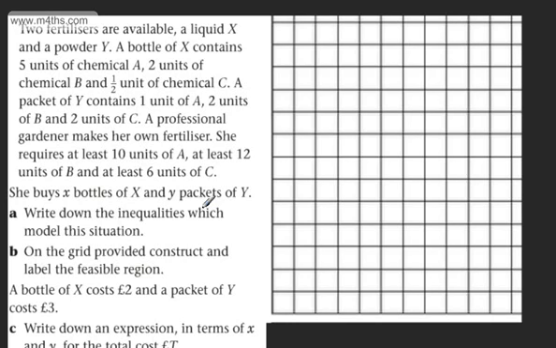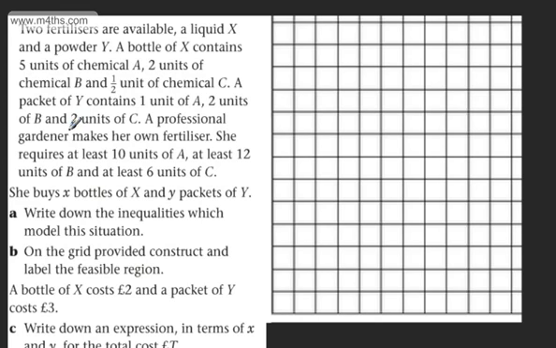In this video, we're going to do a typical exam style question on linear programming. We're told two fertilisers are available, a liquid X and a powder Y. A bottle of X contains 5 units of chemical A, 2 units of chemical B and 1/2 a unit of chemical C. A packet of Y contains 1 unit of A, 2 units of B and 2 units of C. A professional gardener makes her own fertiliser.